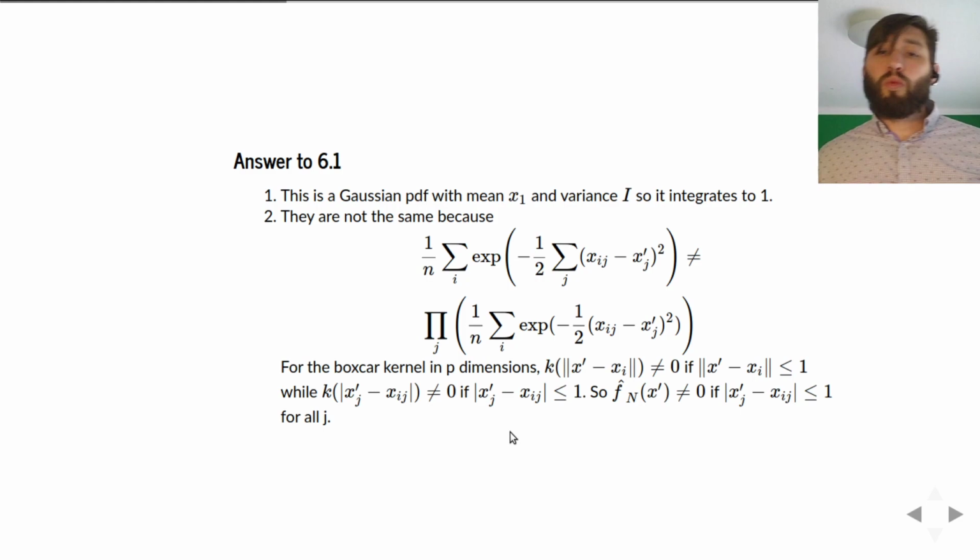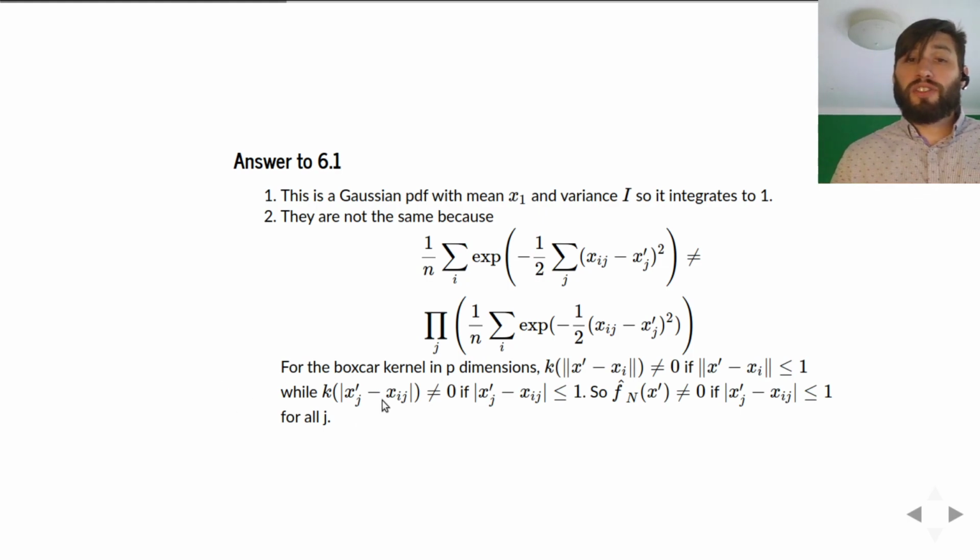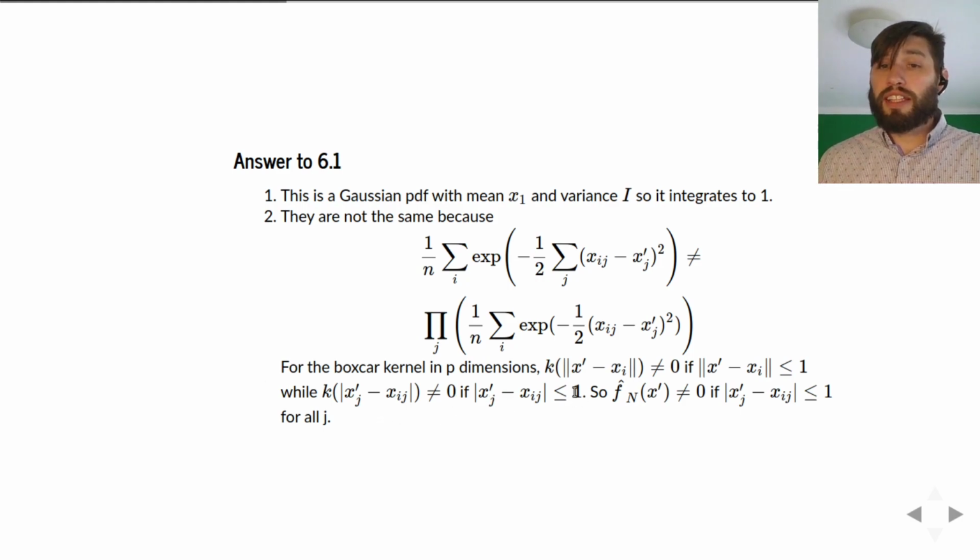So we can think about when xi contributes something to the density estimate, right? When is it non-zero? In the multivariate case, that's when the 2 norm between xi and x prime is less than or equal to 1. Whereas in the naive Bayes example, it's when this absolute value is less than or equal to 1 for all j.